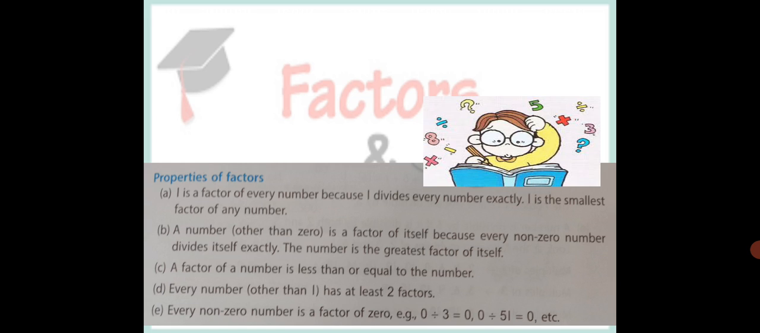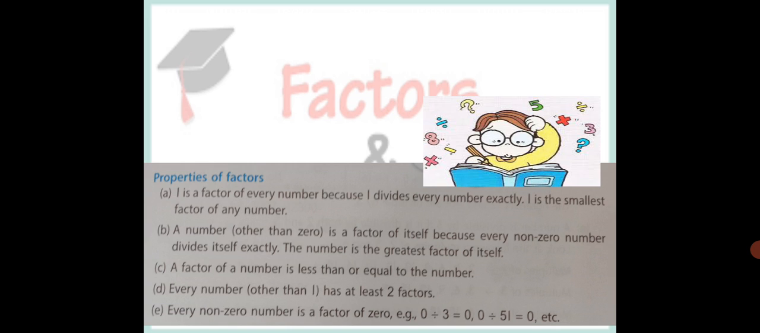Property number 3. A factor of a number is less than or equal to the number. So what can we say? A factor of a number is less than or equal to that number. Every number other than 1 has at least two factors. What are these two factors? 1 and the number itself.